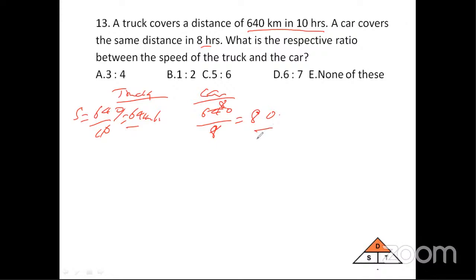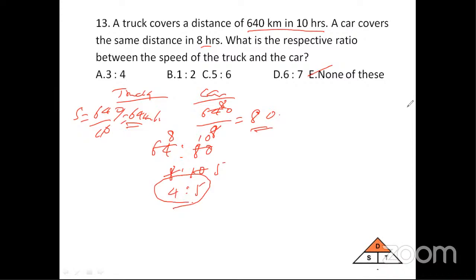What is the respective ratio of the truck and the car? So this is 64. This is 80. So we can write 64 is to 80. Both can be divided by 8. 8 8s are 64, 8 10s are 80. So 8 is to 10. This can be divided by 2 again. 2 4s are 8, 2 5s are 10. So 4 is to 5 is the right answer. We don't have any other option, so we will take none of these. Concept remains the same. Yes, you're right. None of these. Very good. Perfect.